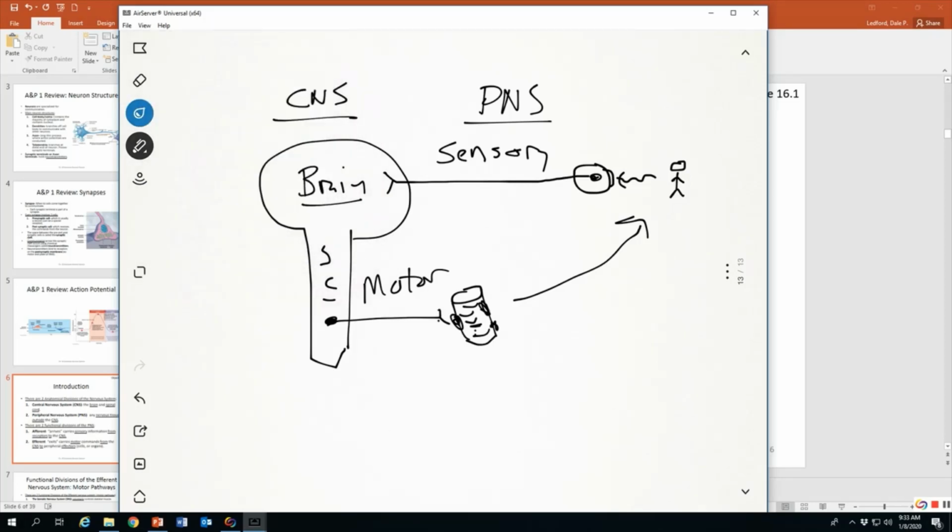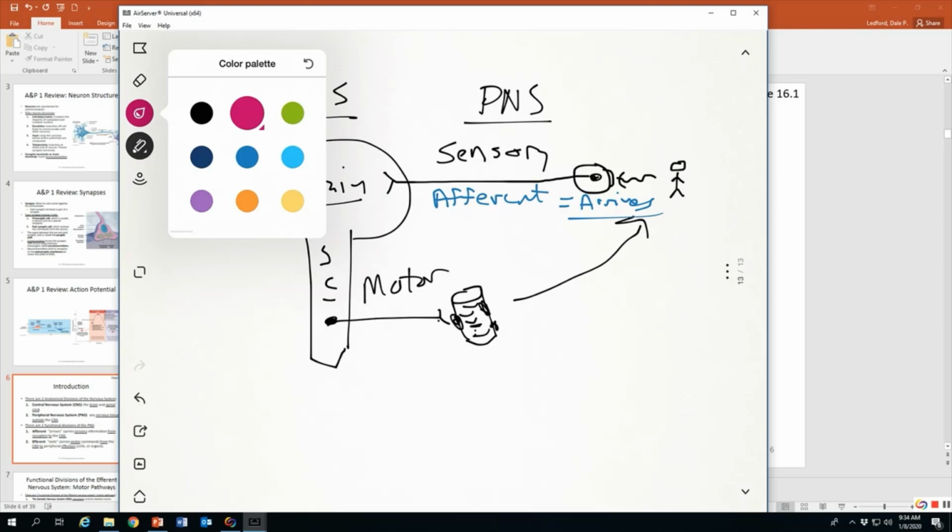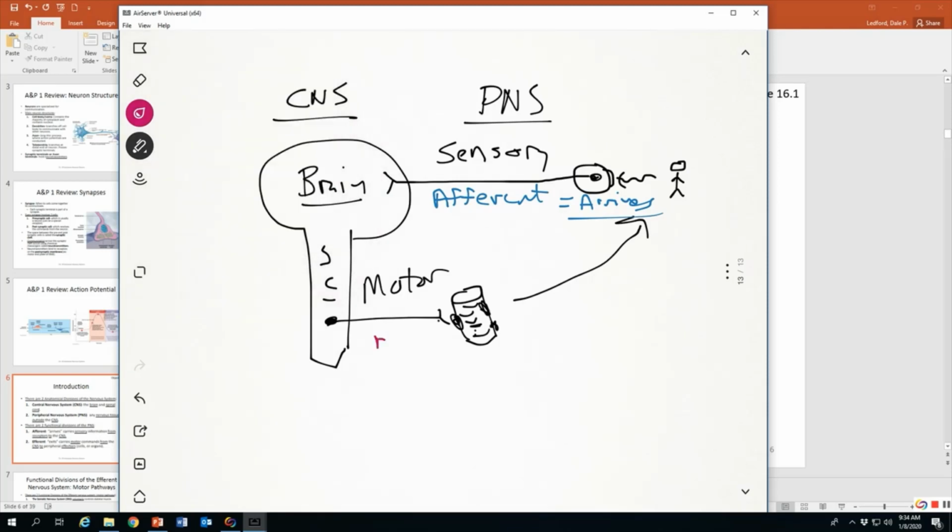Now, here we sketched out these two terms, sensory and motor. So let's use some alternate names. Sensory: that information is arriving to the brain to be understood. So if it's arriving, we can call this the afferent. Afferent, remember, equals arrives. Afferent arrives.